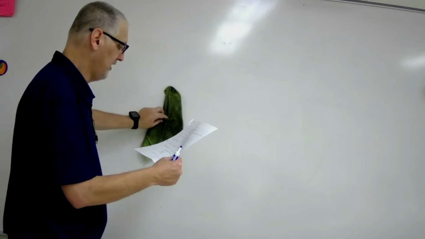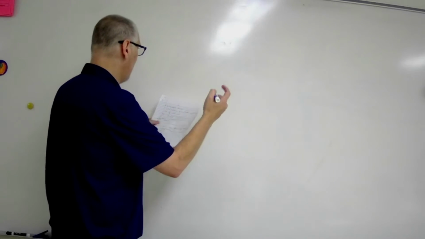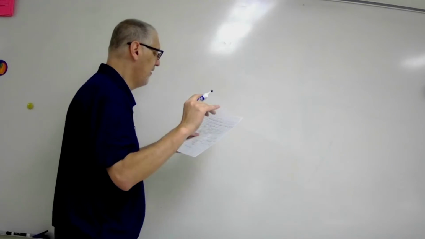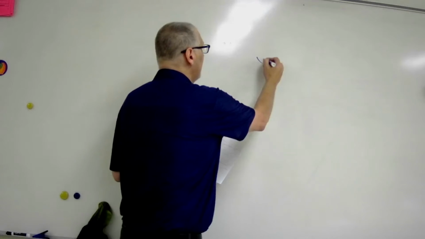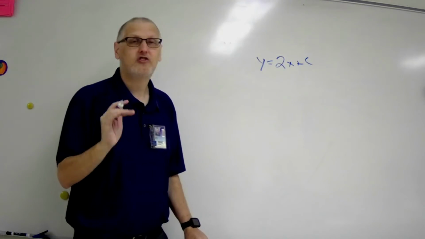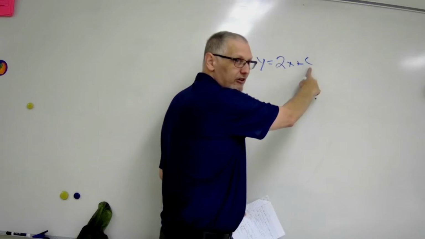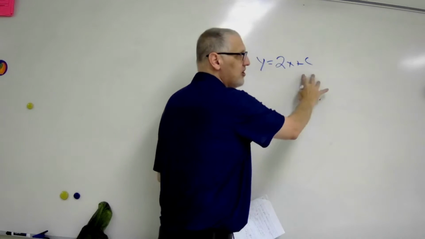Yeah? Pretty easy? Here, I want you to try this. I want you to find the general solution. When I say general solution, it is what I had up here: y equals 2x plus c. The general solution is I have to have the constant of integration. This is called the constant of integration. So this is a general solution.